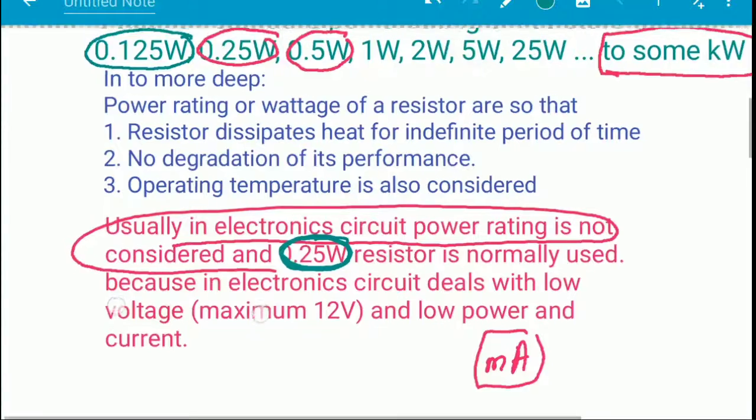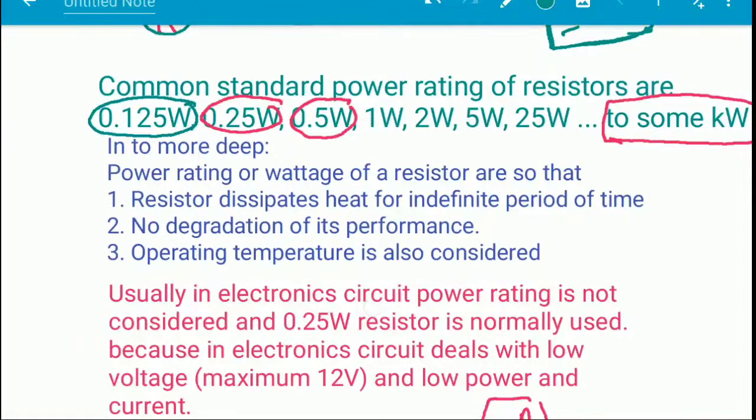So what is generally considered for the resistance power rating? First one is that a resistor dissipates heat for an indefinite period of time. That means the power that the resistance is consuming should be sustained for an indefinite period with no degradation of performance.